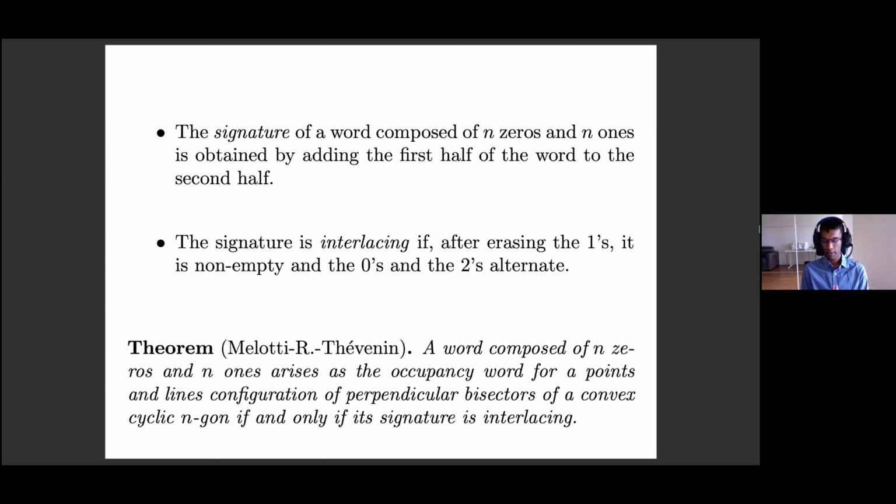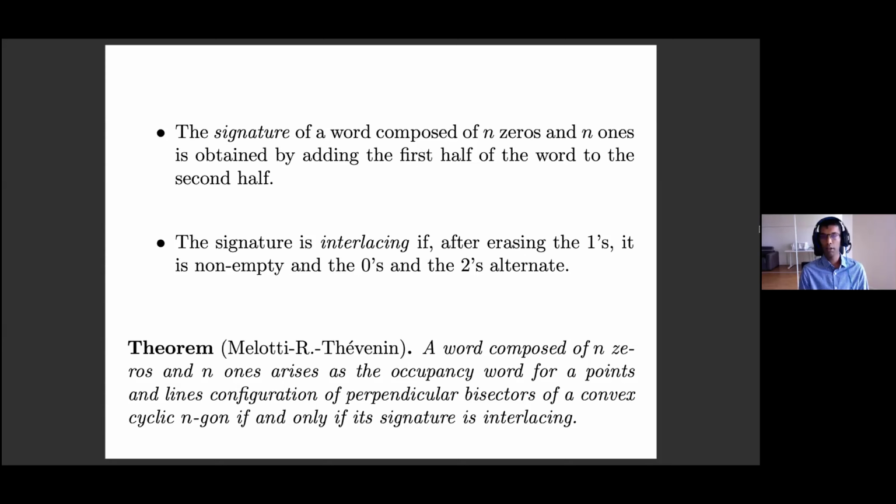And we say that the signature is interlacing if once you erase the ones, you have a non-empty word, so you have at least a 0 or 2, and the zeros and the 2s alternate, meaning that between two consecutive 2s, you have 1, 0, and between two consecutive zeros, you have 1, 2. So what we showed with Paul Melotti and Paul Thévenin is that if you have a word with n ones and n zeros, it is the occupancy word of some configuration of points and lines coming from perpendicular bisectors of a convex cyclic n-gon, if and only if the signature is interlacing.